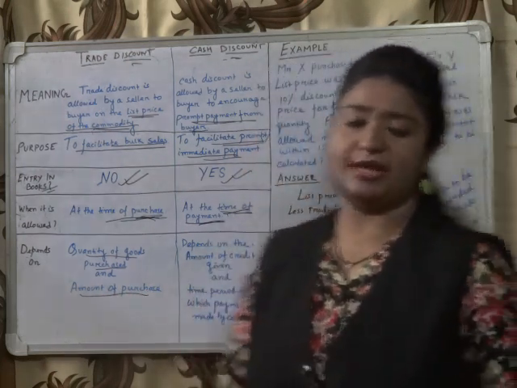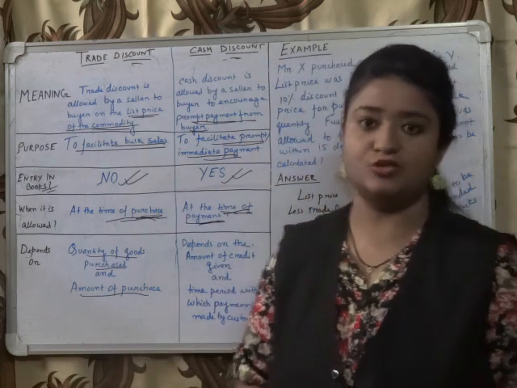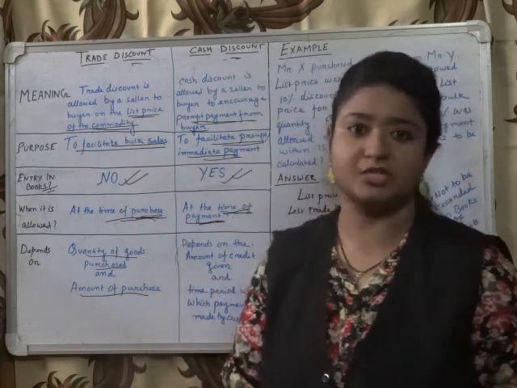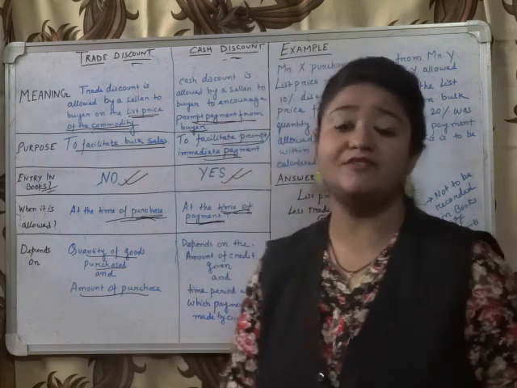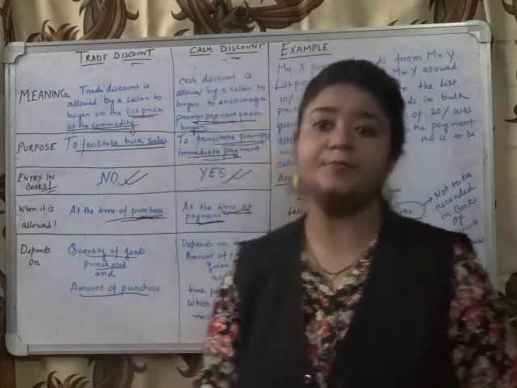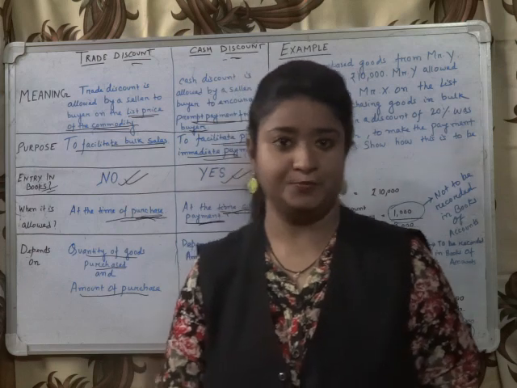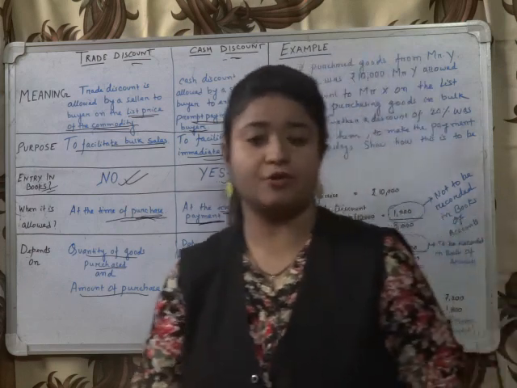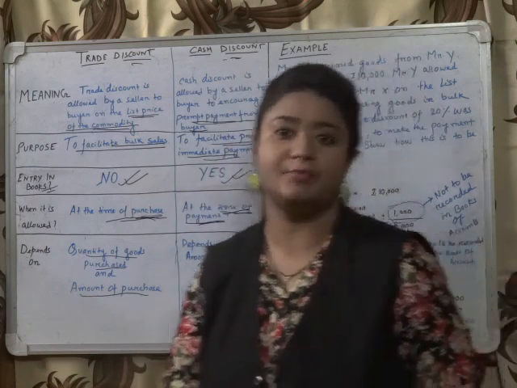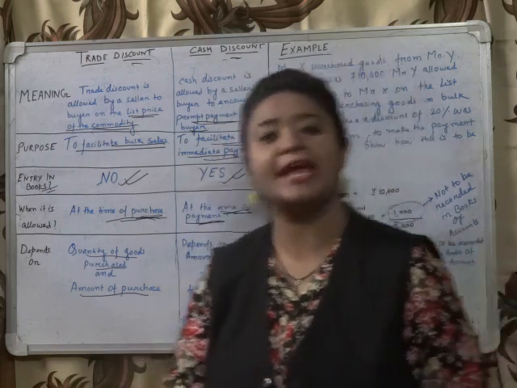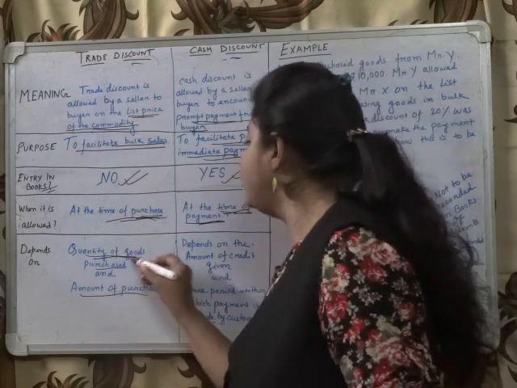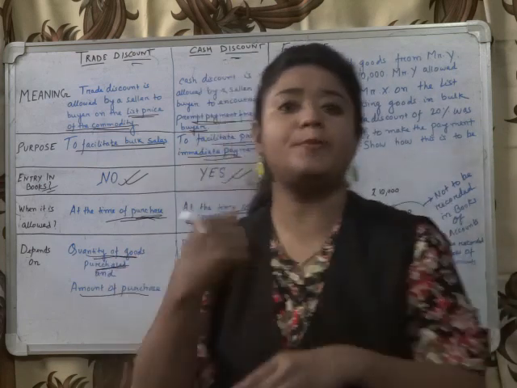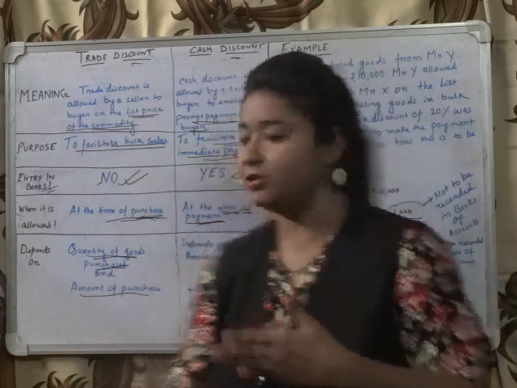So let's take an example. The wholesaler is saying to the retailer, if you purchase 5,000 machineries from me, then I will provide you 10% trade discount. But if you purchase 4,500 machineries, I will provide you 8% trade discount. So it basically depends upon the quantity of goods purchased. The more you purchase, the more discount you will get.